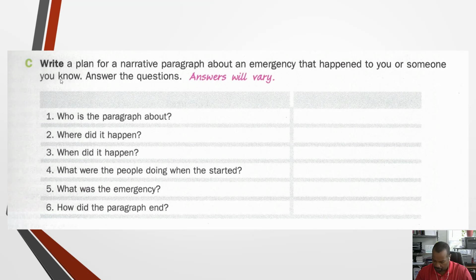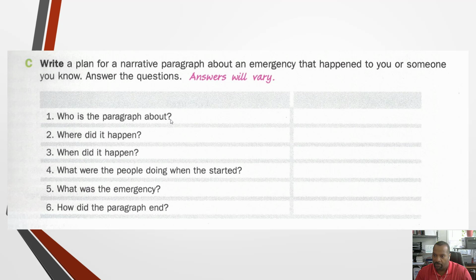Okay, so page 119. We are in lesson E, writing. C, write a plan for a narrative paragraph about an emergency that happened to you or someone you know. Answer the questions. So we're going to take some notes here. These notes will help us to write our narrative paragraph. Okay? So we have to answer these questions.